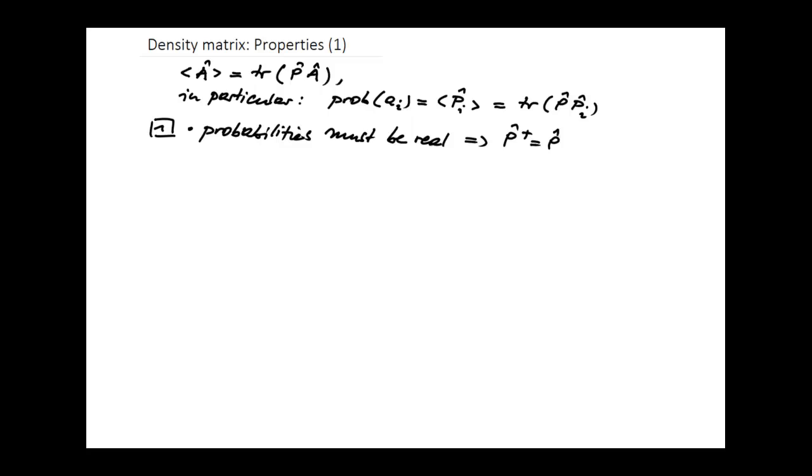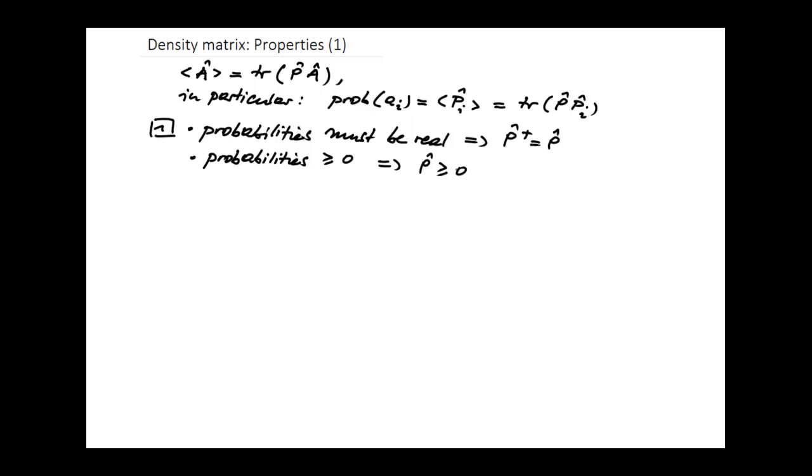Secondly, probabilities are numbers between 0 and 1. In particular, probabilities are never negative. They're always larger or equal to 0. This is only ensured if the density matrix is itself a non-negative operator. It has eigenvalues larger or equal to 0. It has non-negative eigenvalues.